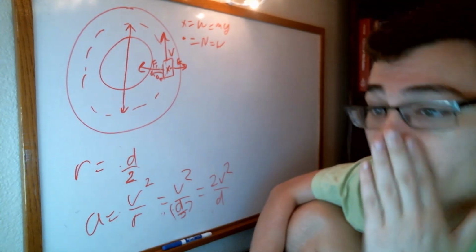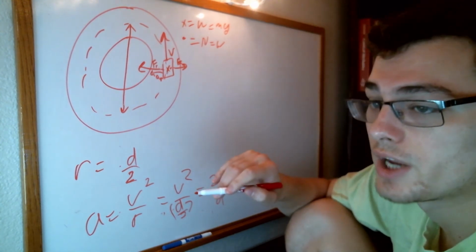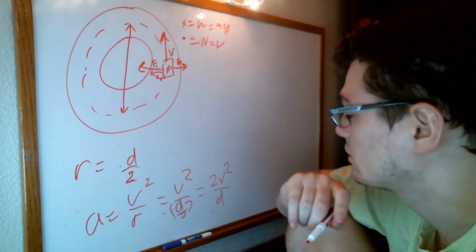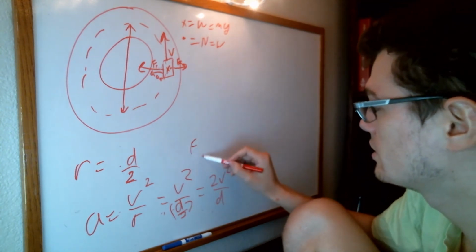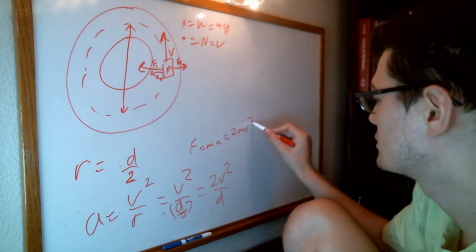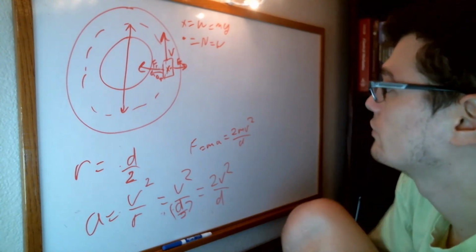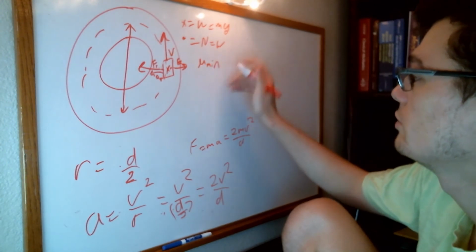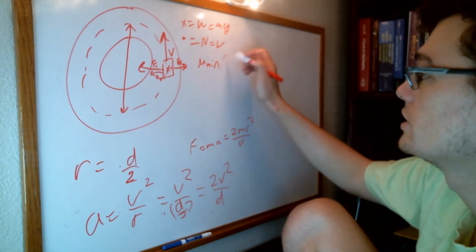And so then what we have to do is we're finding this coefficient of friction, correct? So in this case, we have to find out what FC is first. So FC is just going to be equal to MA, which is going to be equal to 2mv squared over d. And force of friction is just going to be mu n. We're looking for the minimum coefficient of friction so that it stays on the track. Mu n is going to be equal to mg.